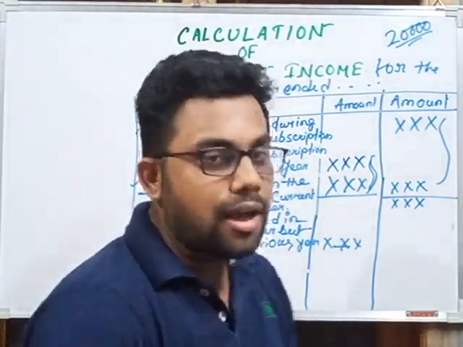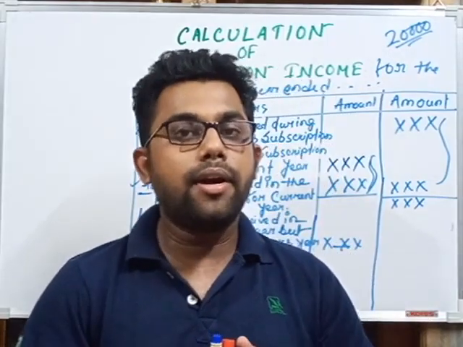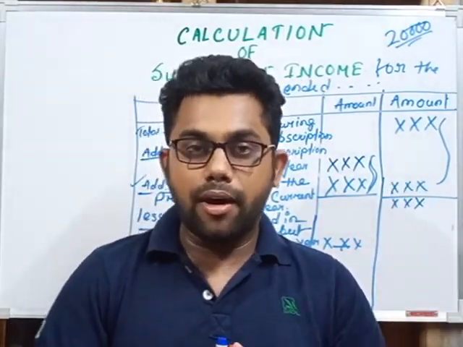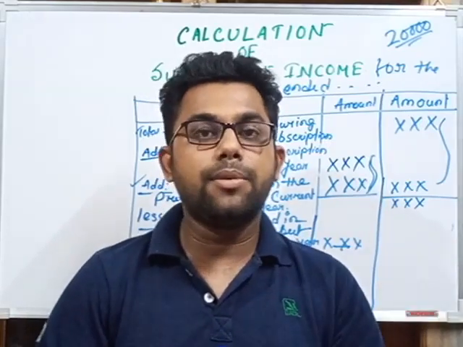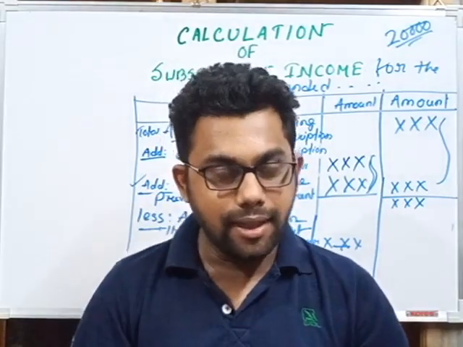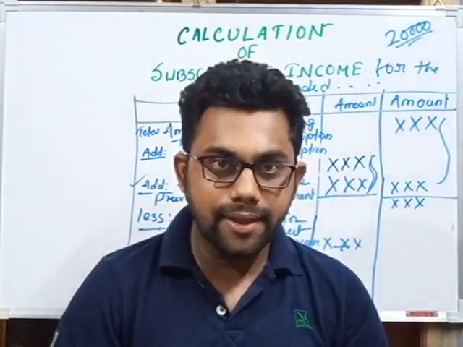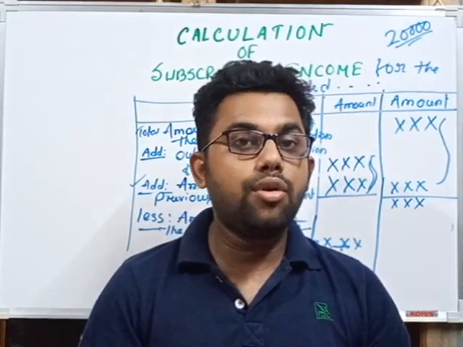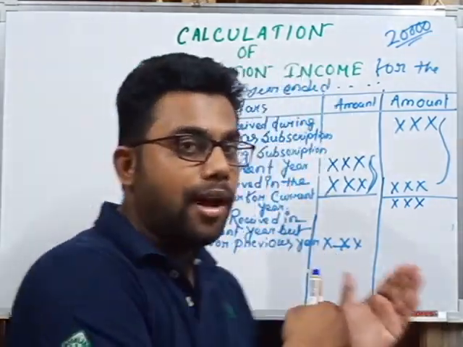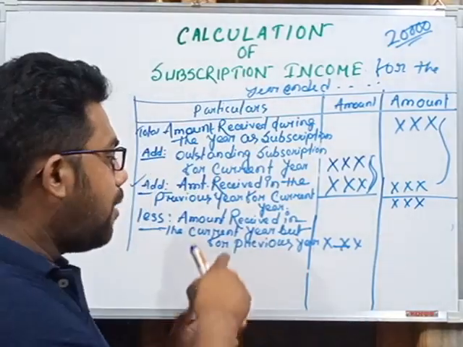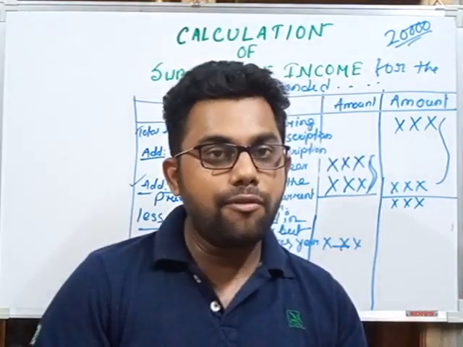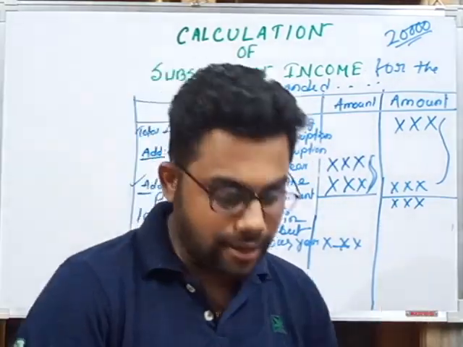That means suppose I am a member of a non-trading organization and in 2018 I have not paid, or I am not able to pay the subscription amount. So while paying the amount for 2019, I will pay first 2018 then 2019. So it is not the income for the current year, it is for the previous year. So we have to less this item. Amount received in the current year but for the previous year is an income for the previous year, so we have to less that item.